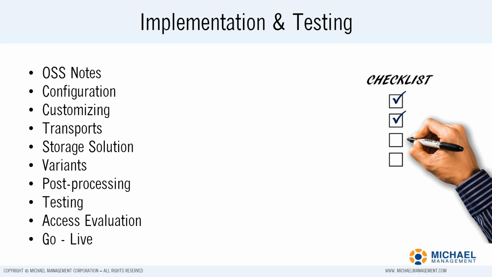Of course, there's no shortage of variants for an archive project. There can be post-processing activities as well. And of course, testing from a technical aspect, as well as getting the functional user acceptance test completed to really evaluate your access before you go live.